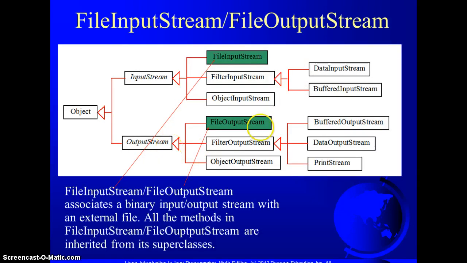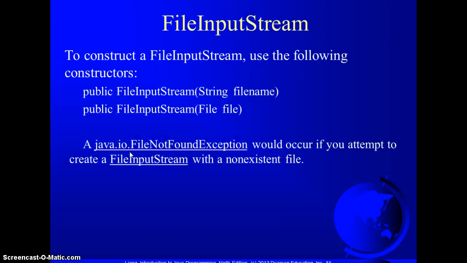Now, file input stream and file output stream associate a binary input or output stream with an external file. All the methods in file input stream and output stream are inherited from the superclasses here, input stream and output stream. For the constructor, we have the string name, which is the file name, and it can be the file itself too. Of course, this has to throw FileNotFoundException. We talk about exceptions.